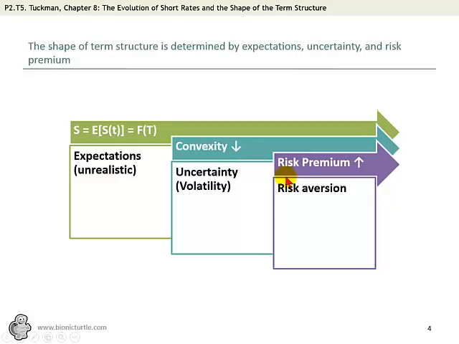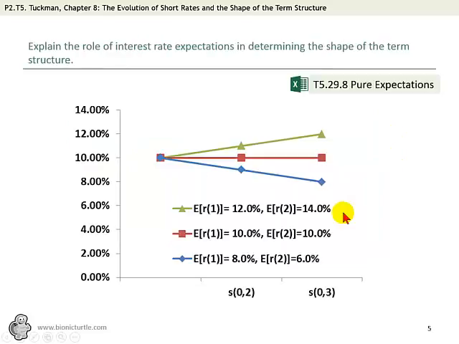Then the third step adds another factor to the model to incorporate risk aversion, and that manifests as a risk premium that acts to push the term structure up. So you see how we have a baseline view that's unrealistic, where the term structure is only expectations. Then we add uncertainty and watch the convexity pull that term structure down. And then we add risk aversion and watch the risk premium push the term structure up. That's the overview. That's all the chapter is doing.